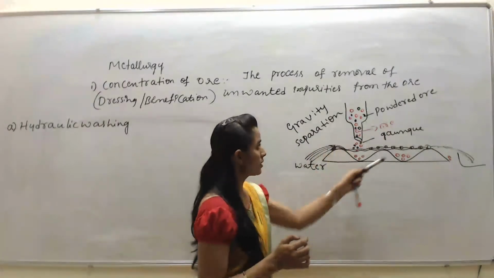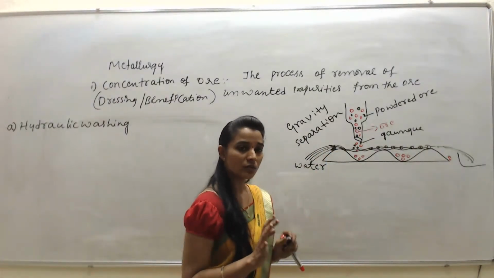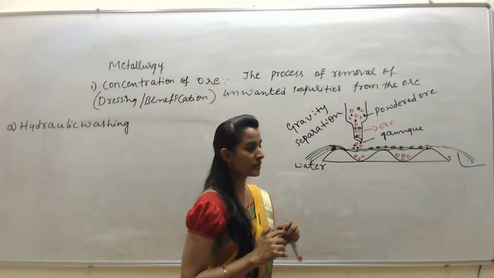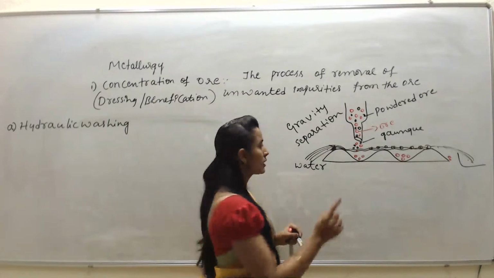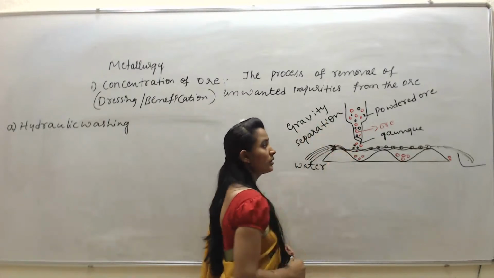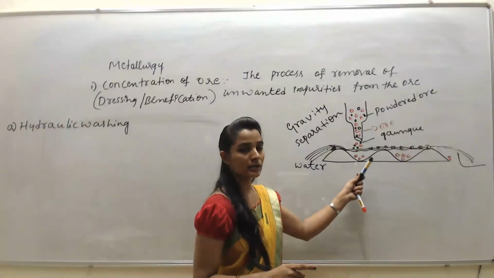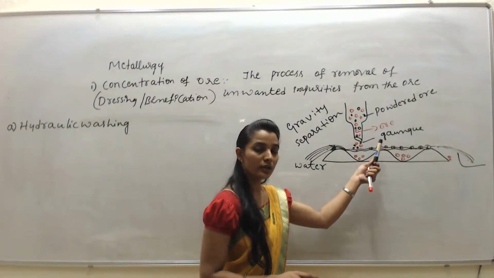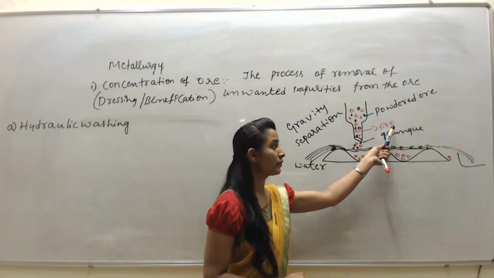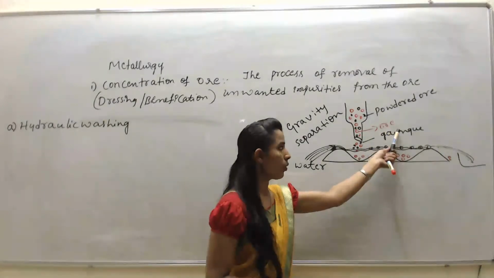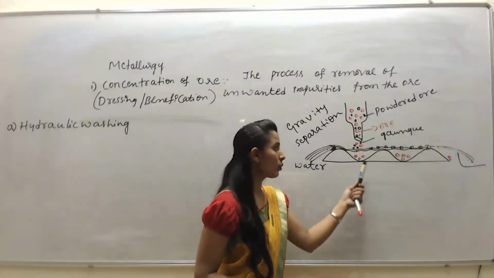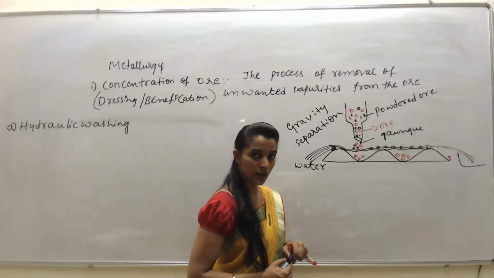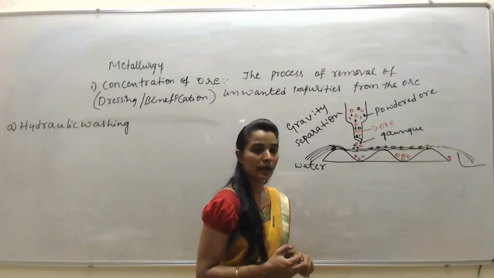Okay, so this is hydraulic washing, meaning washing using water. That's why this is called hydraulic washing. It is also called gravity separation because this separation technique works on the basis of the difference between the gravities of the ore and the gangue particle. Here ore particles have high gravity compared to the gangue particle.